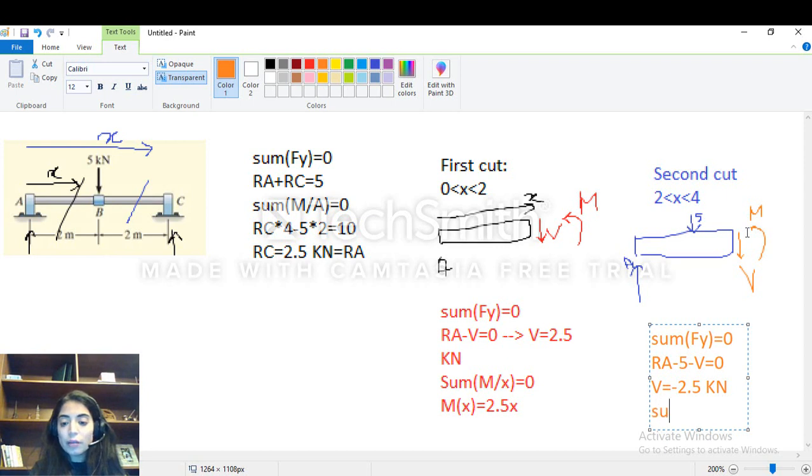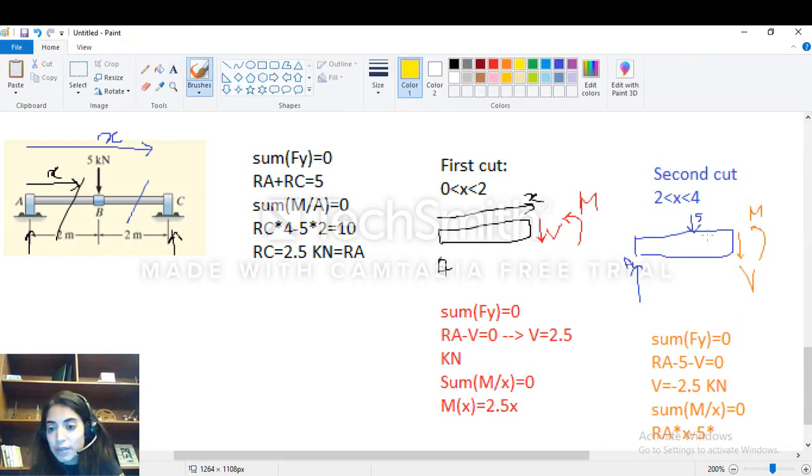And now if I do the sum of moment around X equal to 0, so I will have, guys, that RA times all X, so don't forget it is times X, minus 5 times what, guys? 5 times this distance right here. Now, what is this distance? So, what is this distance here, guys? So, let's show you this distance. What is this distance here?